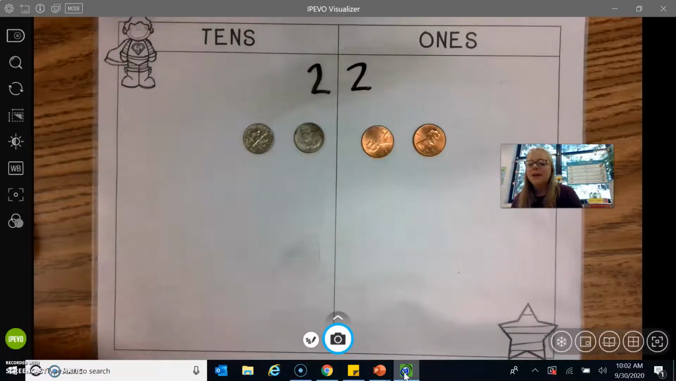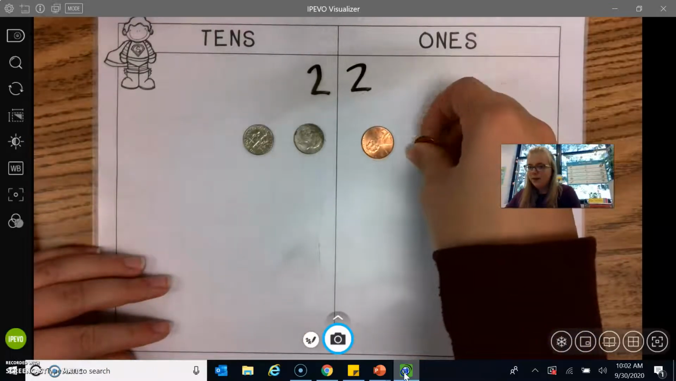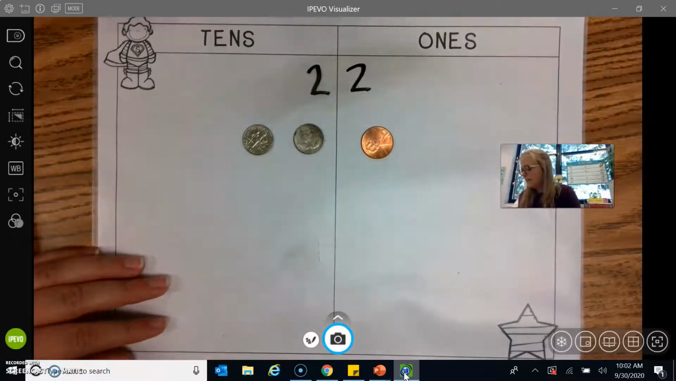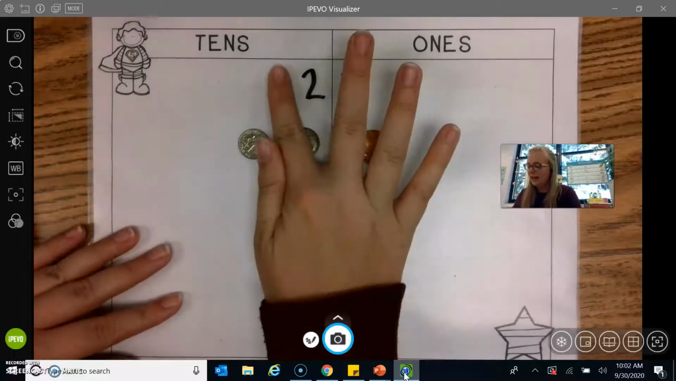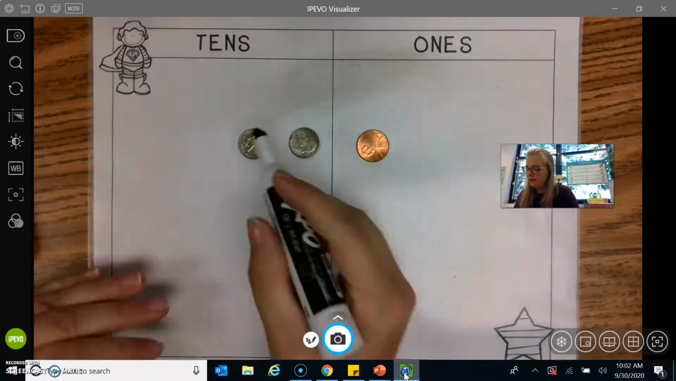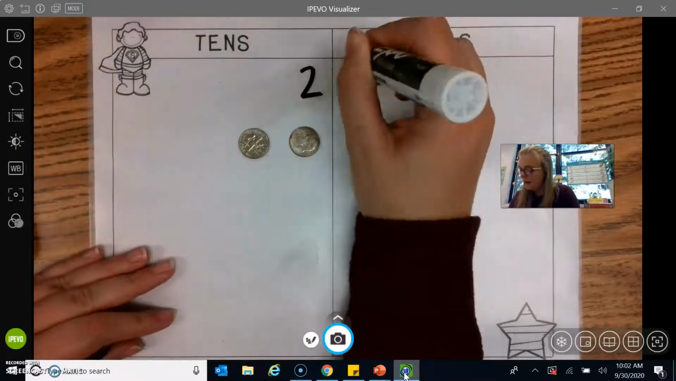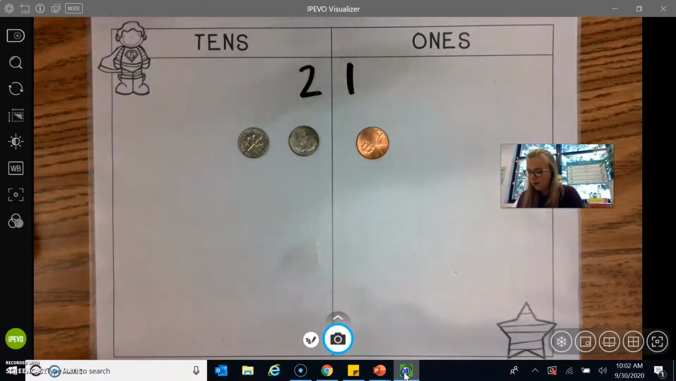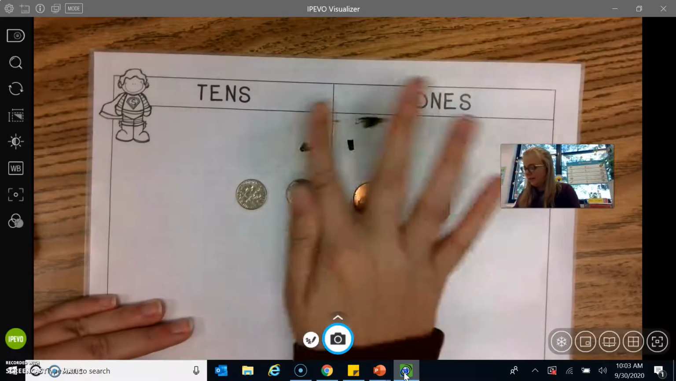What would be 1 less than 22? So if I'm doing 1 less, I need to take away a 1. I need to take away a 1 because I'm doing 1 less. So let's see what my new number is. I still have 2 groups of 10, but now I only have 1. So 1 less than 22 is 21.